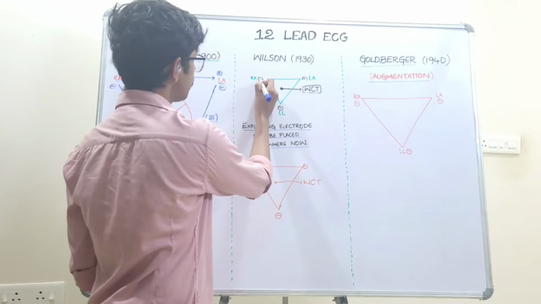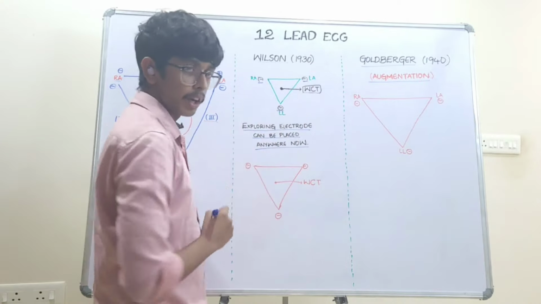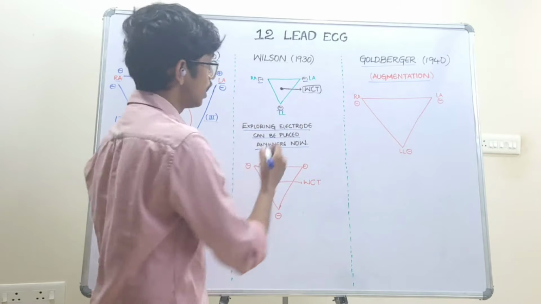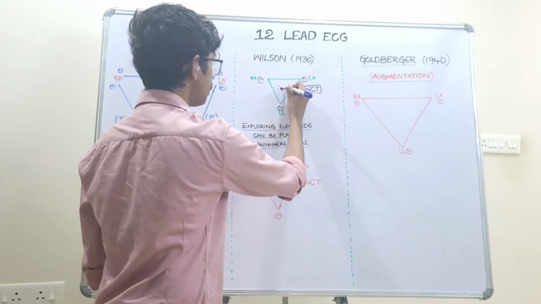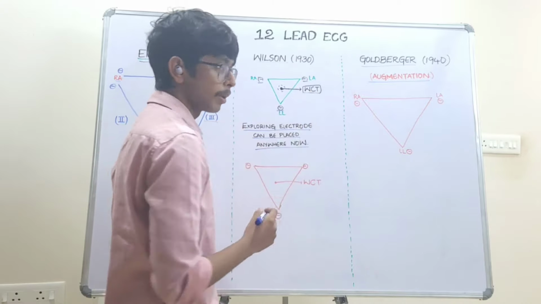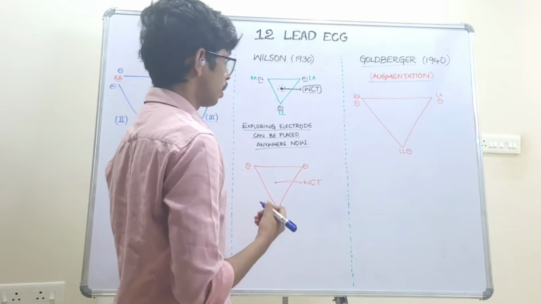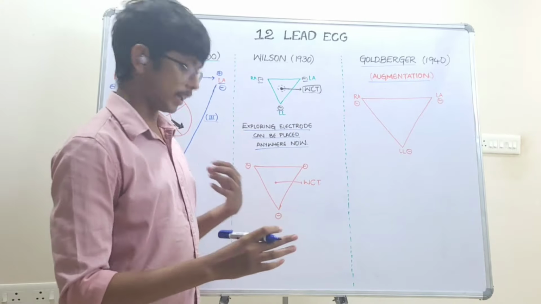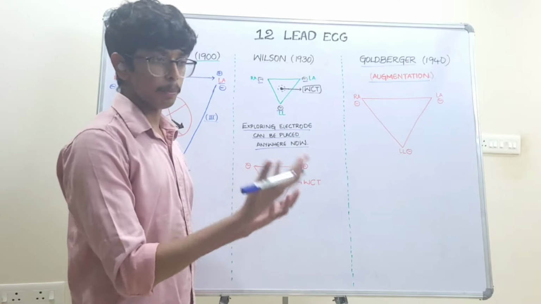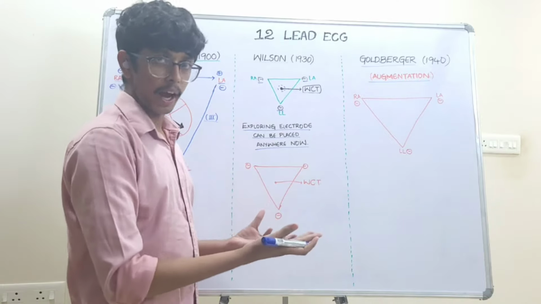What he did was, he kept equal negative charges in the right arm, left arm and left leg. Whenever equal charges are placed in an equilateral triangle, the center of the heart will become almost 0, and this is called Wilson's central terminal, or the center will also act as a virtual electrode. Now he has achieved a virtual electrode. He has an electrode kept in the center of the heart. He can place a positive electrode wherever he wants, and that positive to negative will act as an axis.